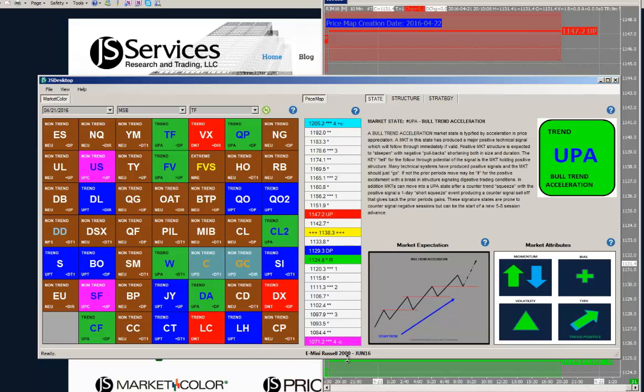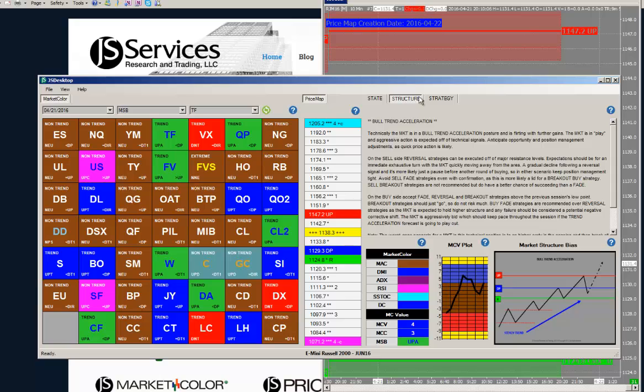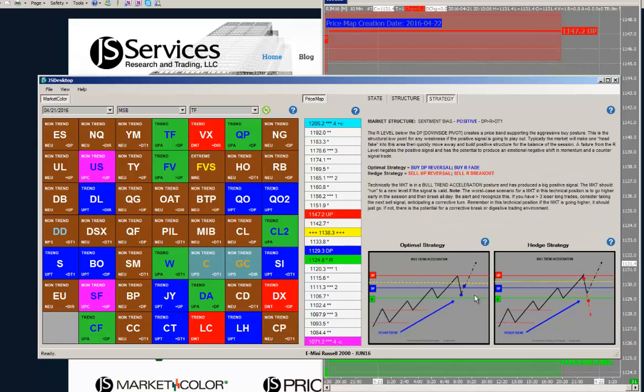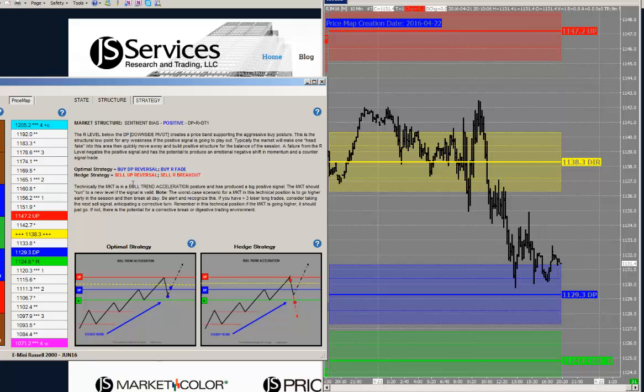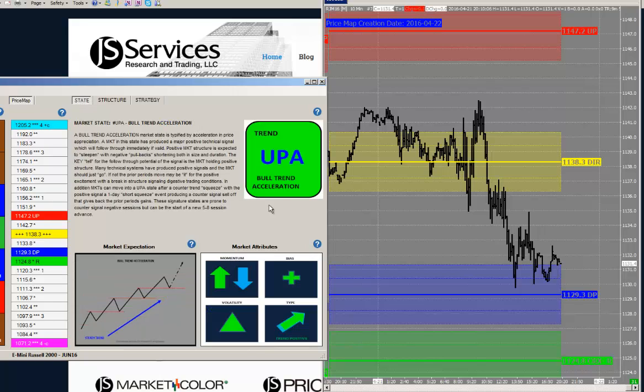The Russell 2000 is in the same state with the same structure as the coffee market, with the same strategy themes. But it behaved differently. But what do we know for facts? We know for a fact that in a bull trend acceleration, if that market's going to follow through, it's going to hold this aggressive structure. That's the key tell. That's the key tell for follow through.